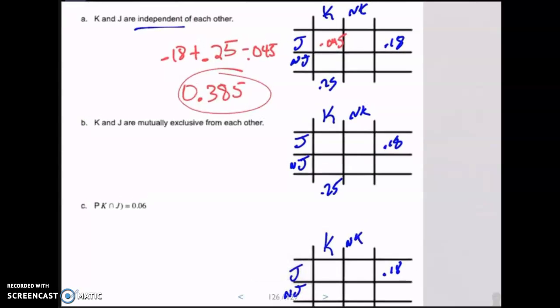Mutually exclusive, they can't happen at the same time. That's the definition of mutually exclusive. So remember, independent, they don't affect each other, so we can take their probabilities and multiply them together. Mutually exclusive, they cannot happen at the same time. So we're going to do the same thing, 0.25 plus 0.18 minus the intersection of 0, which is going to give me 0.43.